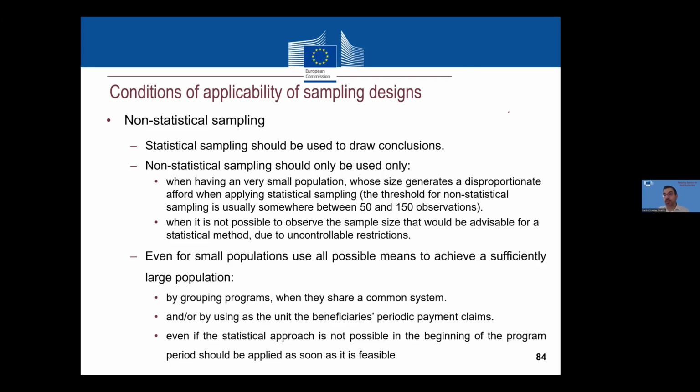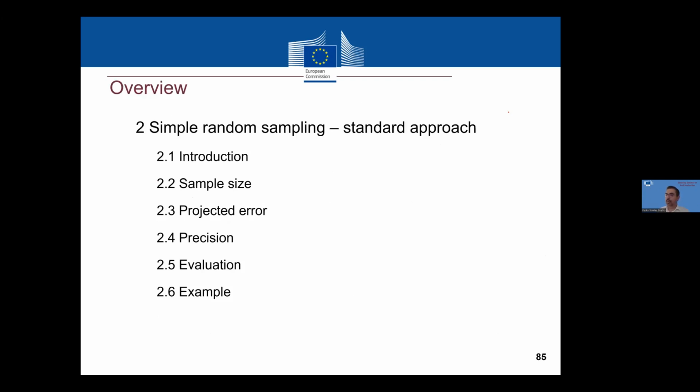So now prepare yourselves, the next part is more technical. In more technical detail: what is simple random sampling, how can it be applied, and the same for the other methods. For each method that I'm going to present for the rest of the day, we are always going to follow the same strategy. I start by reminding you about the method, then sample size calculation, projection of the errors, calculation of precision, evaluation of the results, and I always end with an example, okay? These steps are the same for all the methods. What changes from one method to the other is just the technical detail of the formulas: how to calculate sample size, the projected error, the precision, and so on, okay?